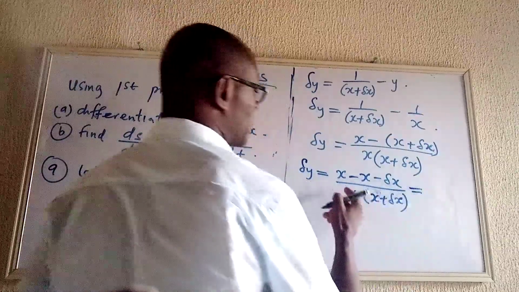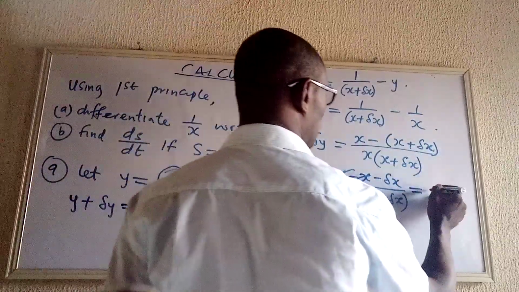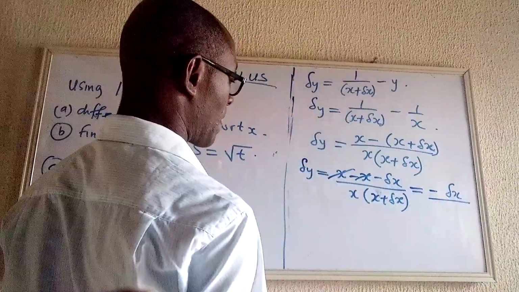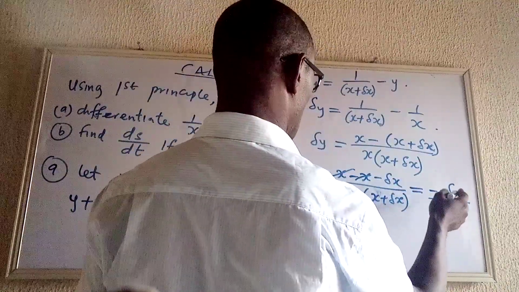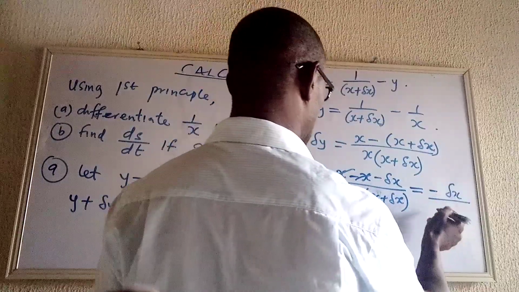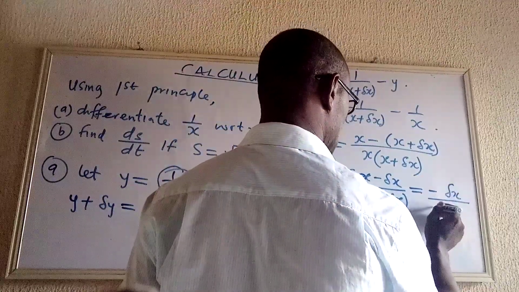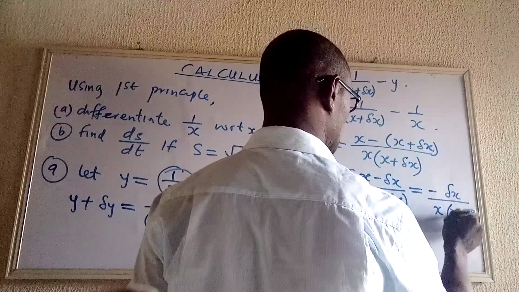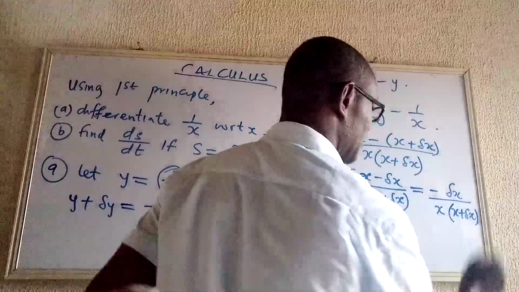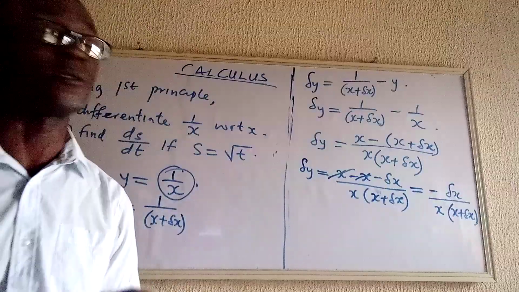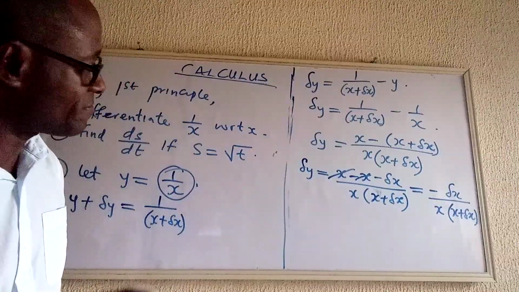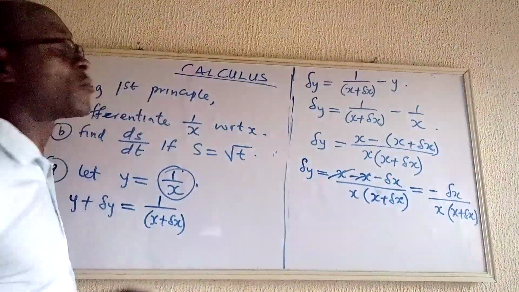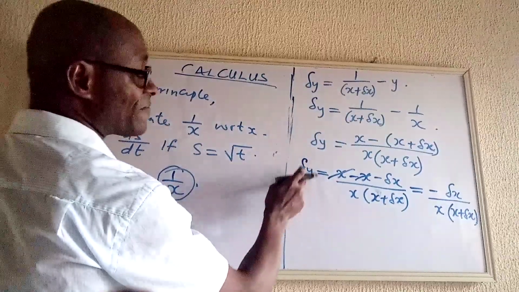So this will give us x, we cancel x, so we have minus delta x all over x into bracket x plus delta x. I hope there is no confusion. All right. With this, the next thing is we divide throughout by delta x to achieve delta y over delta x.